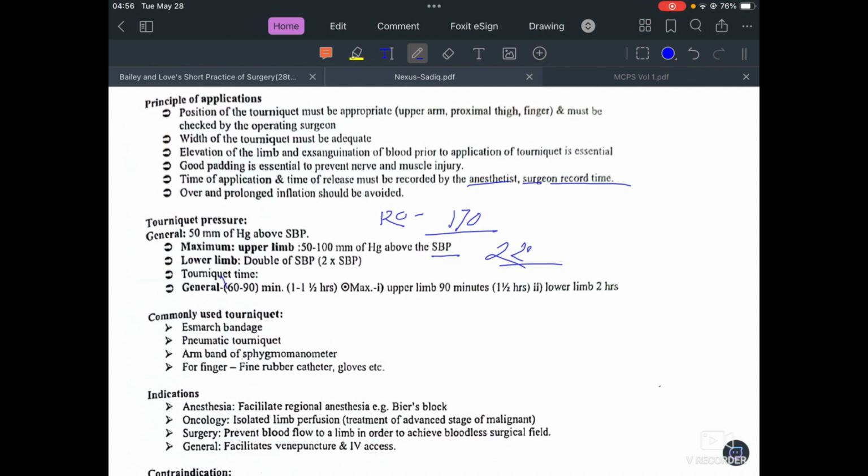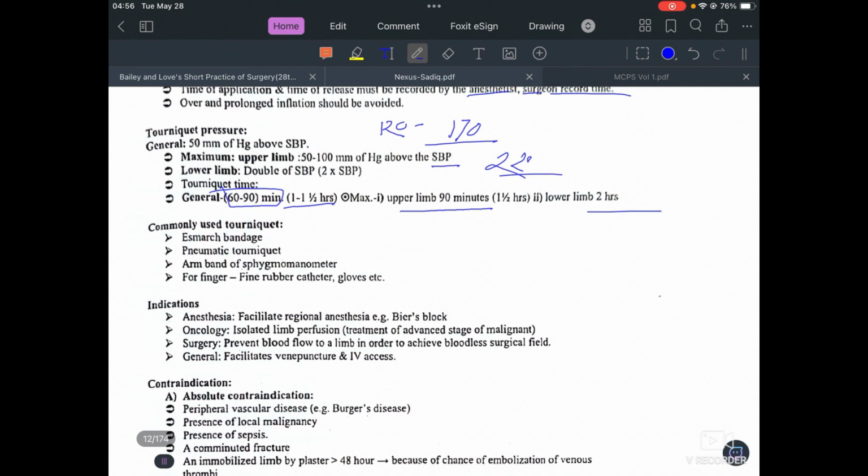General tourniquet time is 60 to 90 minutes or 1.5 hours. Maximum in the upper limb is 90 minutes and in the lower limb 2 hours. So in case of upper limb we consider 1.5 hours, and in case of lower limb it is 2 hours. Commonly used tourniquets: smart bandage, pneumatic tourniquet, arm band, sphygmomanometer, and for finger, fine rubber catheter, gloves, etc.